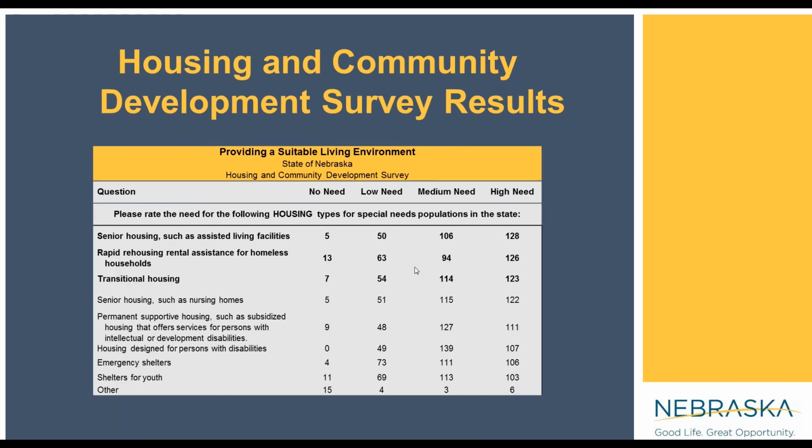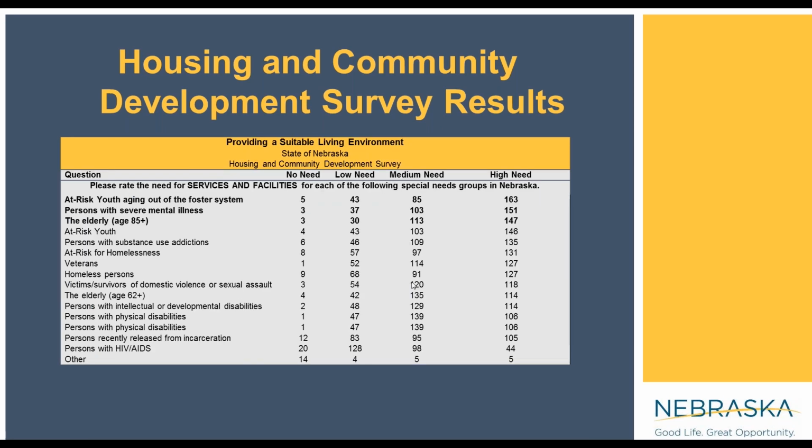Please rate the need for housing types for the special needs population in the state. Senior housing, such as assisted living facilities, as the baby boomer generation is aging. Rapid rehousing and rental assistance for homeless households, and transitional housing. So we do see some needs for seniors and those experiencing homelessness or about to experience homelessness.